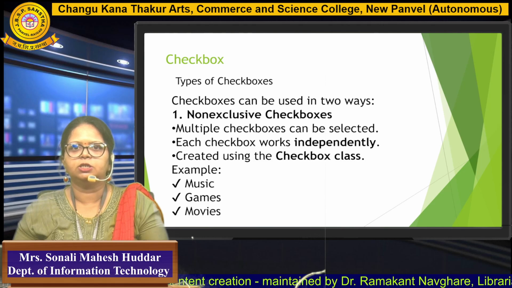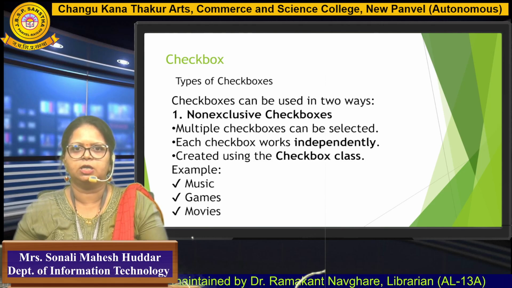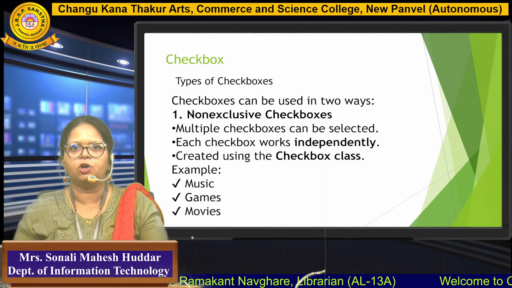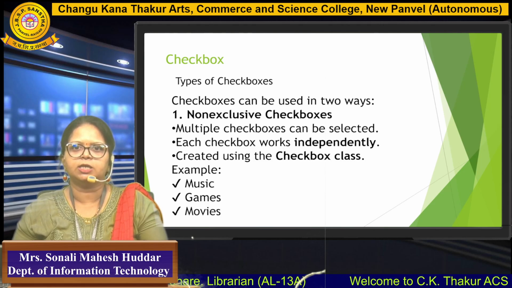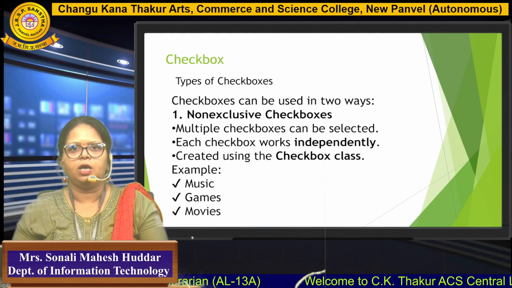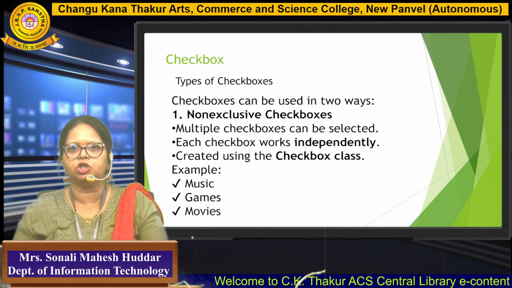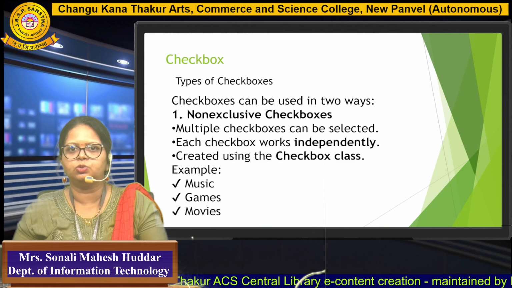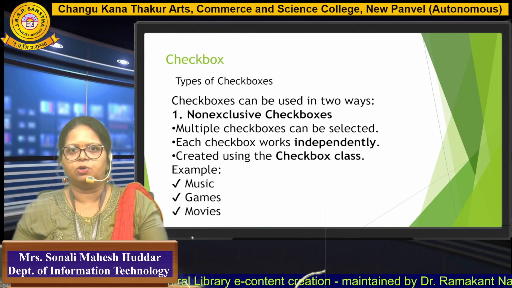So now just consider the types of checkboxes. There are a total of 2 types of checkboxes, non-exclusive and exclusive. So first of all, what is a non-exclusive checkbox? Multiple checkboxes can be selected here. Each checkbox works independently and is created using the Checkbox class. For example, music, games and movies. So one can provide a number of options to the user to select with the help of these non-exclusive checkboxes.